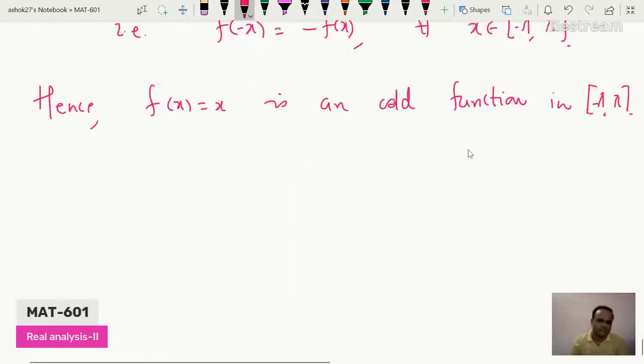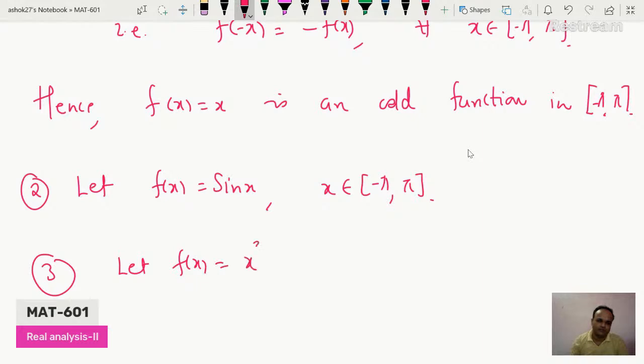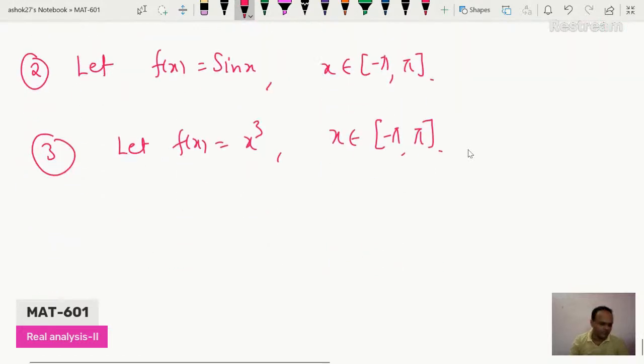So this is one example, and similarly you can consider other examples. For the second example, let's suppose f(x) equal to sin x, and you can check it is again an odd function, where x belongs to minus pi to pi. For the third example, suppose f(x) equal to x cube, where x belongs to minus pi to pi, and likewise the remaining ones. You can check these are examples of odd function.